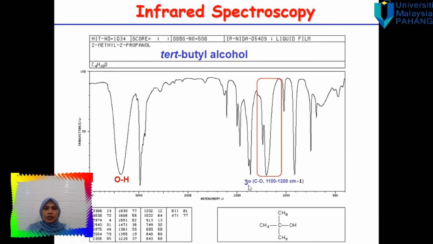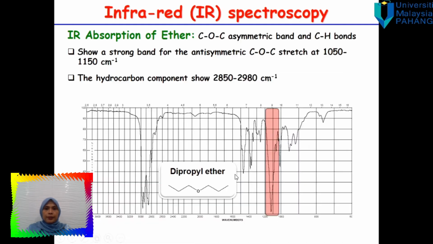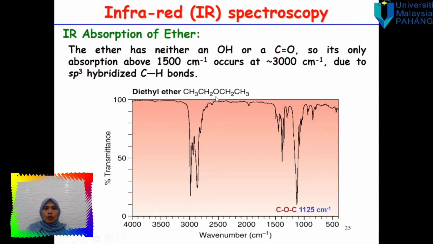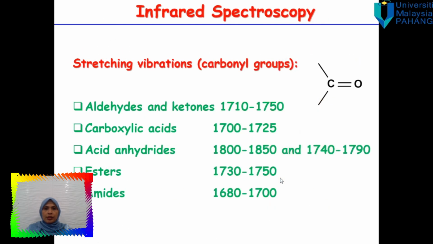Because of the bond range, the values keep on increasing. Next, ether: the typical signal is only C-O, which falls in 1050 to 1150, compared with the alcohol. There's no OH broad band, so only the C-O here for ether. The typical signal, as I mentioned, is C-O at 1125. This is a typical signal.